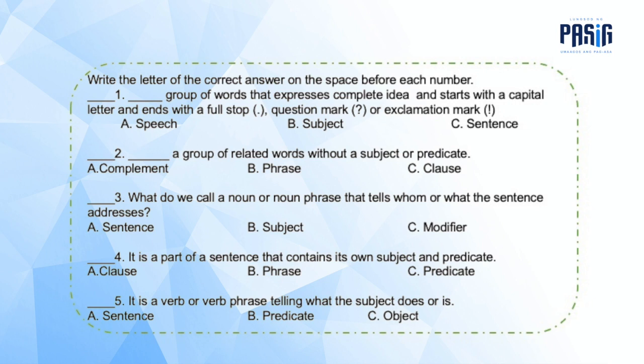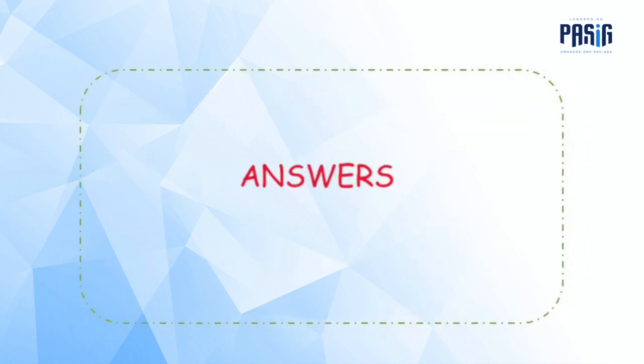Number 4. It is a part of a sentence that contains its own subject and predicate. A, clause. B, phrase. C, predicate. And number 5, it is a verb or verb phrase telling what the subject does or is. A, sentence. B, predicate. C, object. Now, let us check your answer.